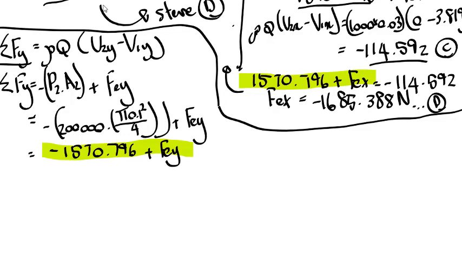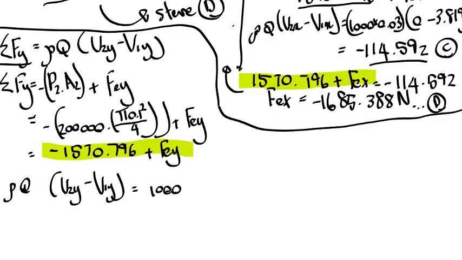Okay, so then once you've done that, you can start with the right hand side of your equation. So let's do the right hand side, where we have our density times discharge equals our V2y minus our V1y. Okay, so we have this. So let's calculate that.